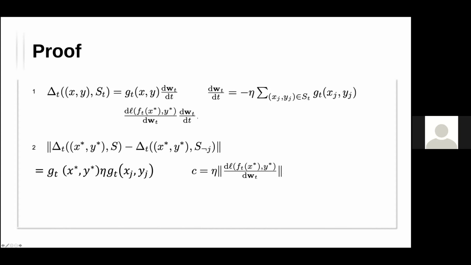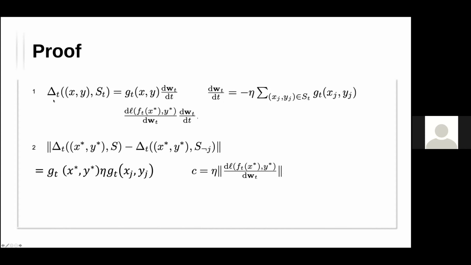dw_t over dt means the change, the gradients of w over t. And g_t(x, y) is the gradients. Which one is the gradients? I feel a bit confused: the g_t or dw_t over dt. So the gradients is about the gradients of the weights, right?